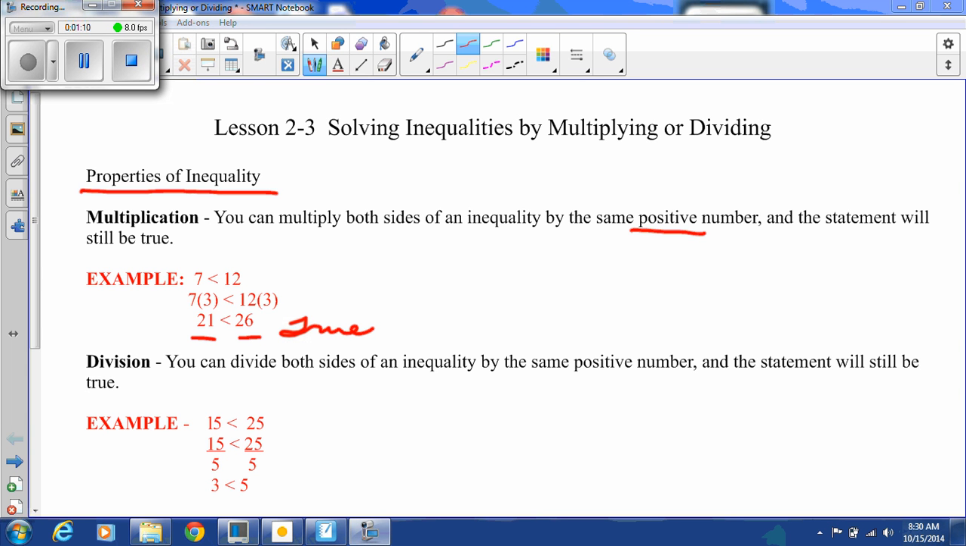In division, you can divide both sides of an inequality by the same positive number, except 0, and the statement will still be true. In this example, 15 is less than 25. Well, if you divide both sides by 5, 3 is still less than 5. In this case, however, remember you cannot divide by 0.